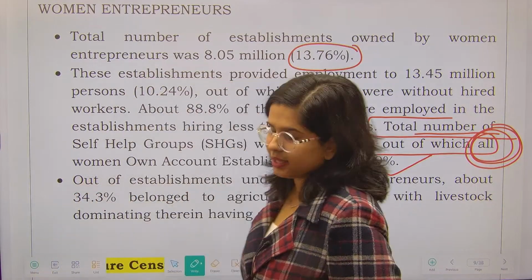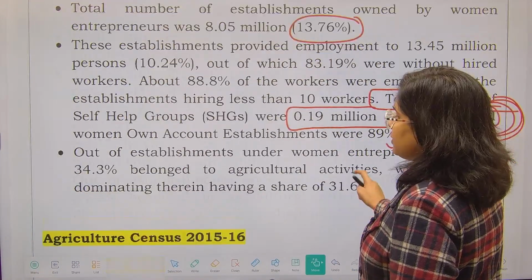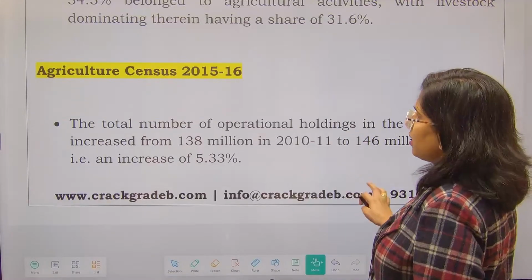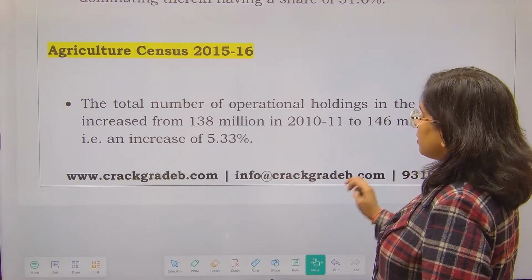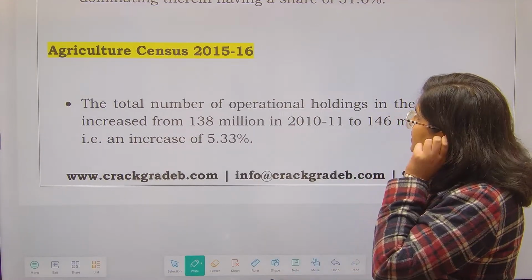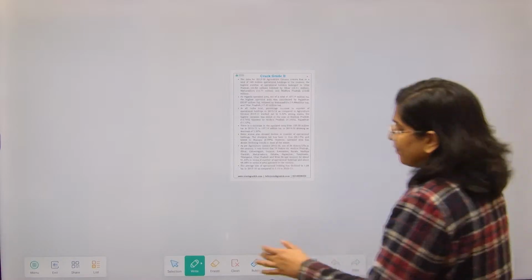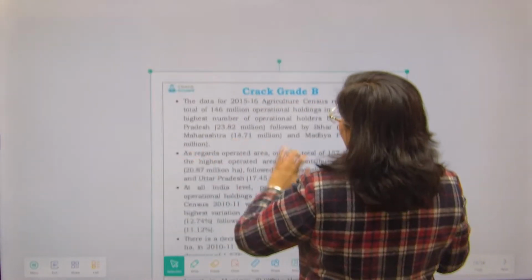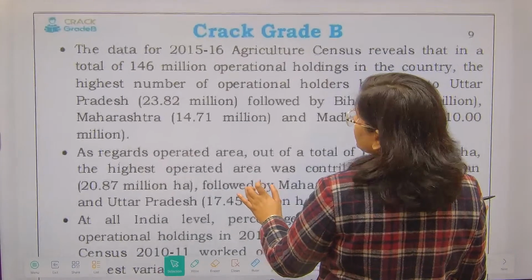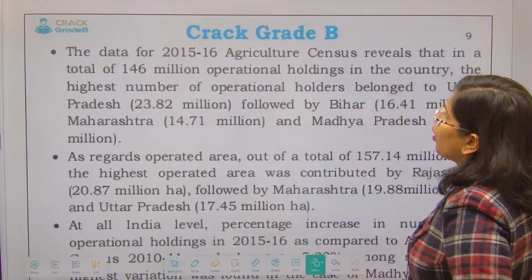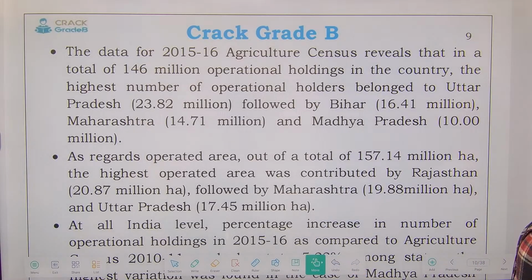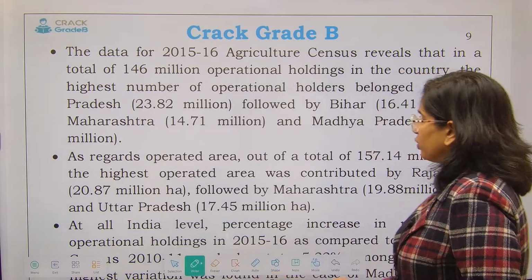Let us move ahead and talk about the agriculture census. Yes. So in the agriculture census, the total number of operational holdings in the country has increased from 138 million to 146 million. There has been an increase of 5.33%, right? Operational agricultural holdings. Now, the data from the 2015-16 agriculture census reveals that out of 146 million operational holdings in the country, the highest number of holders belong to Uttar Pradesh.